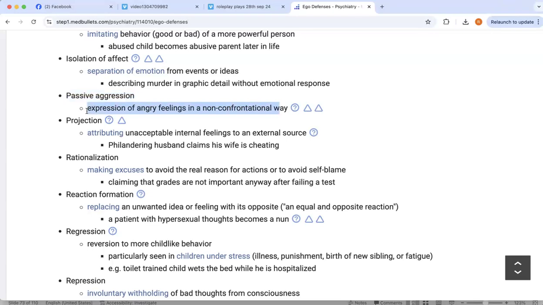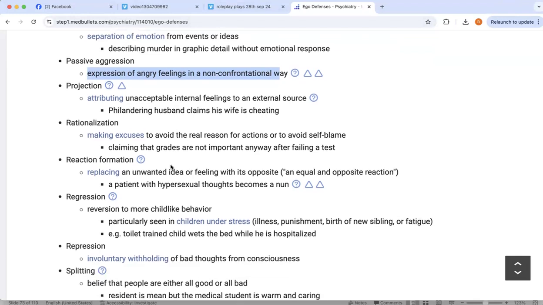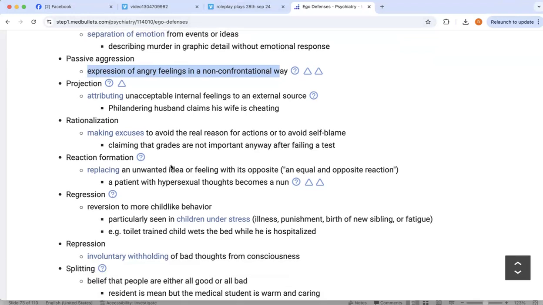Let's say you're very angry with your friend and you actually wanted to punch your friend, but you did not. Rather than punching her, you just stopped texting her, stopped seeing her, stopped talking to her for the next one week. That means you expressed your angry feeling without doing any violent thing. Okay, so that's called passive aggression.